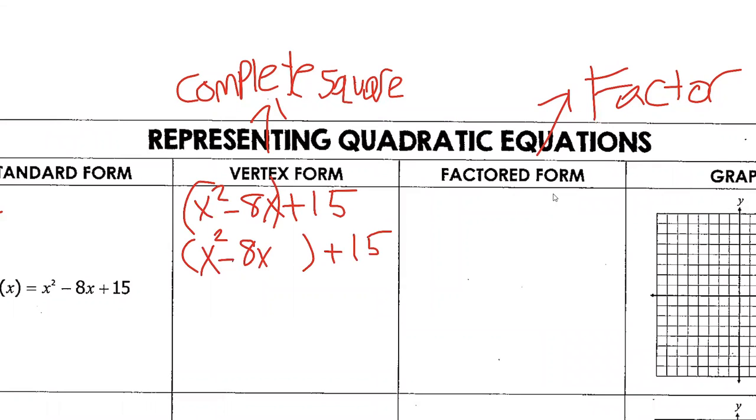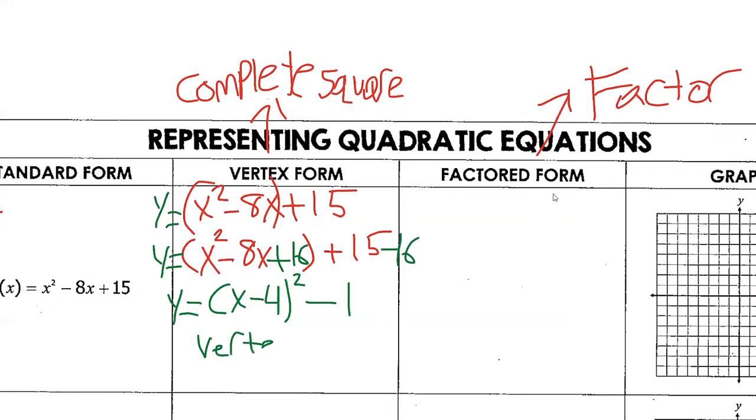When you complete your square, remember it's b over 2 squared. So -8 over 2 squared would be -4 squared, so that would be plus 16. Then we have to do the opposite on the outside because we don't have an equal sign. So this would be x minus 4 squared when you factor that, and then 15 minus 16 would be -1. So we really have y equals all this. So our vertex would be (4, -1).